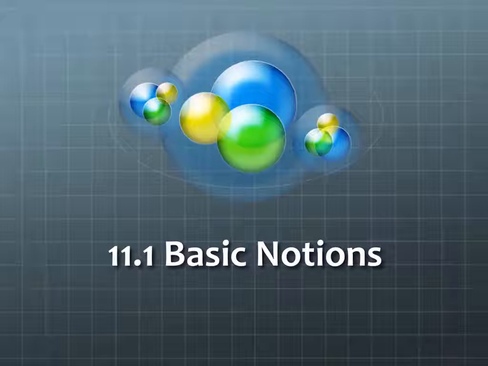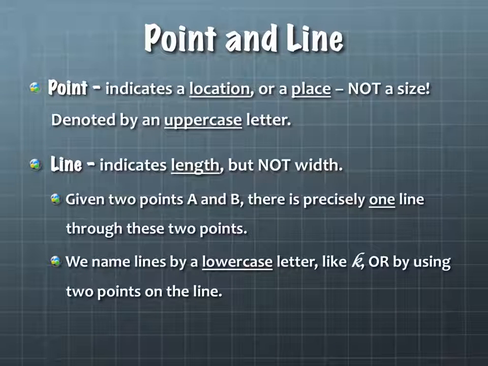Section 11.1 is basic notions, and that is basic notions of geometry. And we're going to start with some basic vocabulary. So, point. A point indicates a location or a place, not a size. And it's denoted by an uppercase letter. So we would identify it as capital A, not lowercase a.